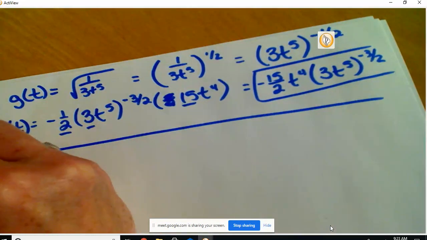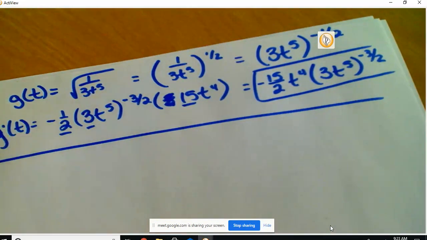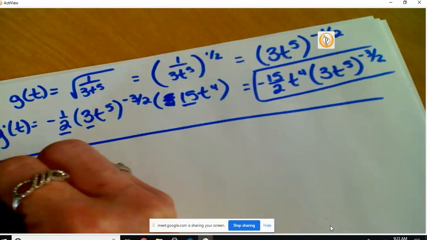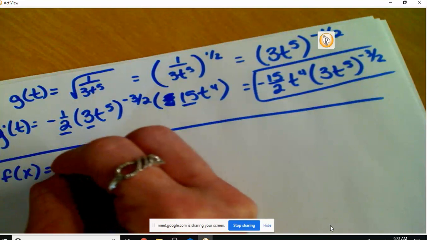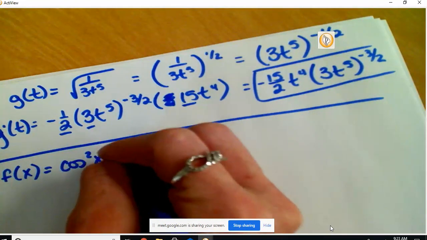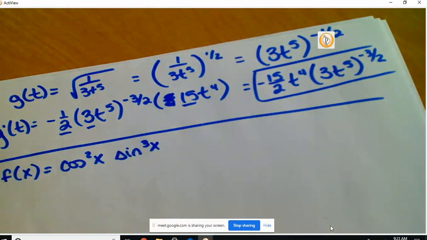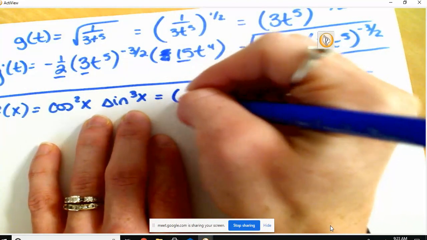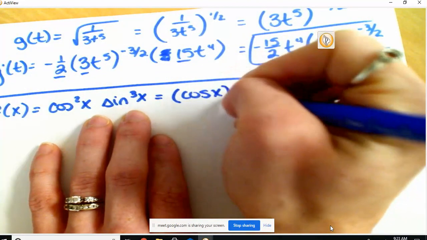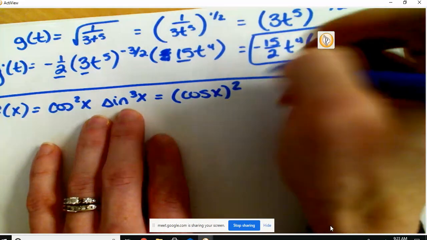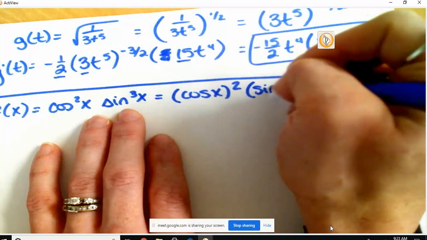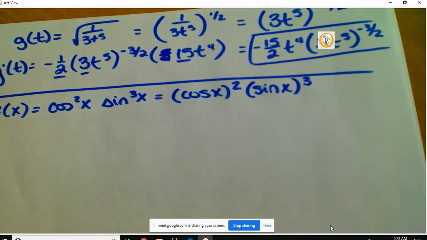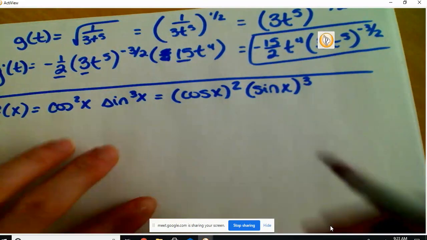Next we have h. So that one was a trig function. What you have to remember is when you see a cosine squared x, that means the cosine of x to the 2nd power. Sine cubed x means the sine of x to the 3rd. So what I have is really a product rule.